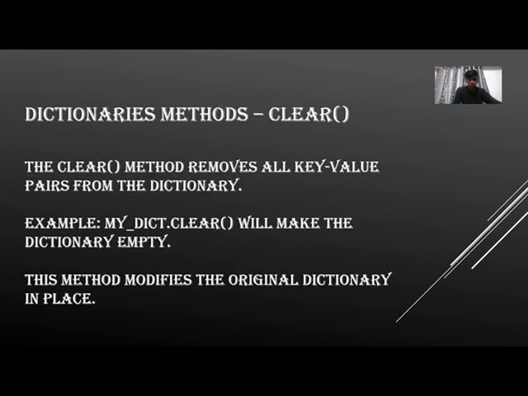And dictionary methods. Clear. The clear method removes all the key-value pairs from the dictionary. Example, my_dict.clear() will make the dictionary empty. This method modifies the original dictionary in place.